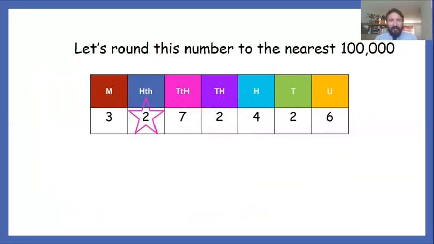By now, I'm sure you've got the idea of how this works. Let's round this to the nearest 100,000. What number have I got? I've got 3,272,426.